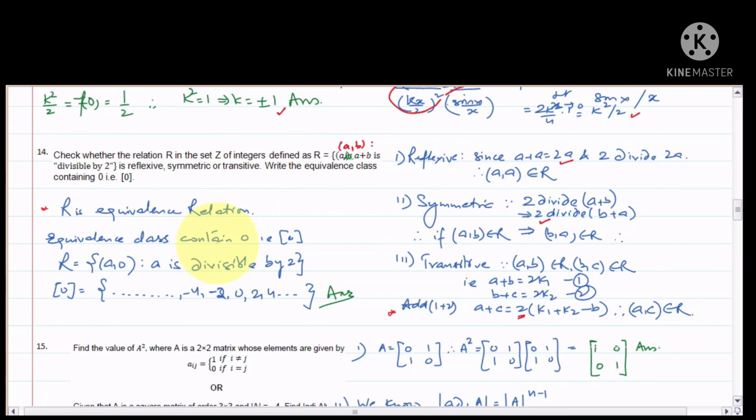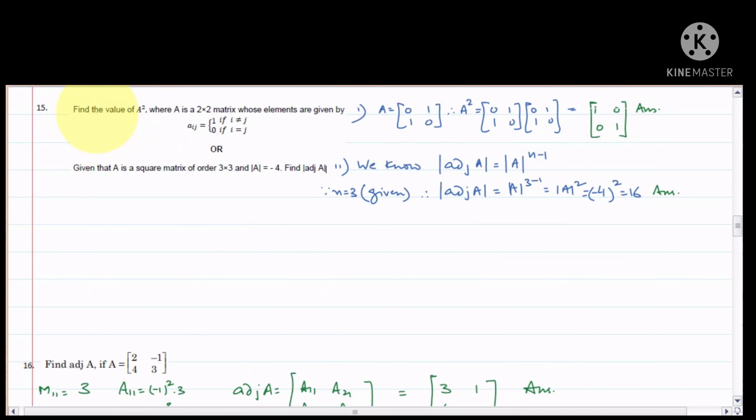Now the equivalence class containing 0. That means one element should be 0 over here. So we have one element equal to 0. That means a plus 0 should be divisible by 2. So the equivalence class of 0 will be all the integers which are even, because only then it will be divisible by 2. So we are finding out the value of a. It will be all positive and negative even integers. So this is the answer.